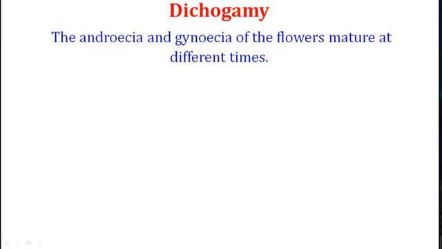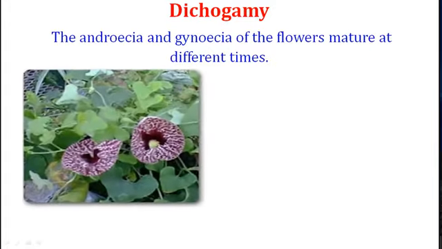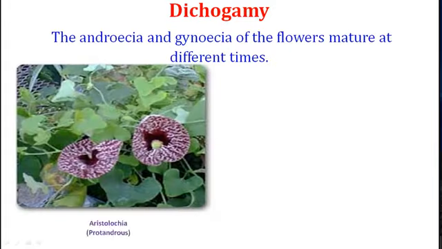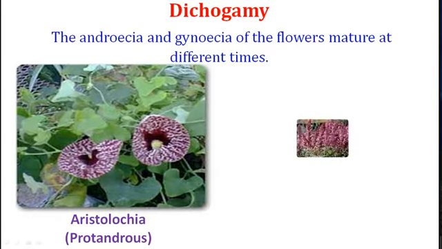The third case is dichogamy. The flowers are hermaphrodite or bisexual, but the androecium and gynoecium do not mature at the same time. They mature at different times. In case of Aristolochia, the flowers are protandrous, that is, the androecium becomes mature earlier, at least 1 day before maturation of the gynoecium.